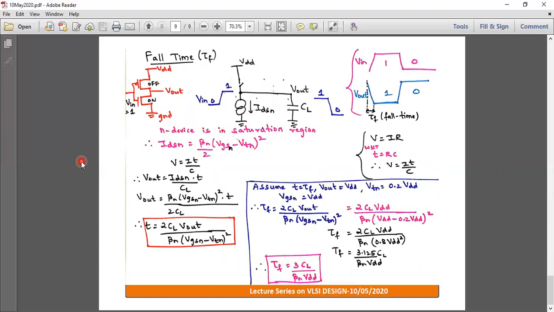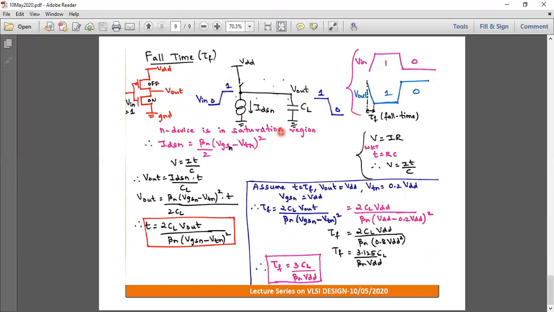Fall time. The output node discharges to 0. So when input is 1, NMOS is on. So N is replaced with a current source. P is off, an open switch. P is off, cutoff region. N is on, so it is operating in the saturation region. Since NMOS is on, the capacitor node which was charged to VDD will now discharge to ground.